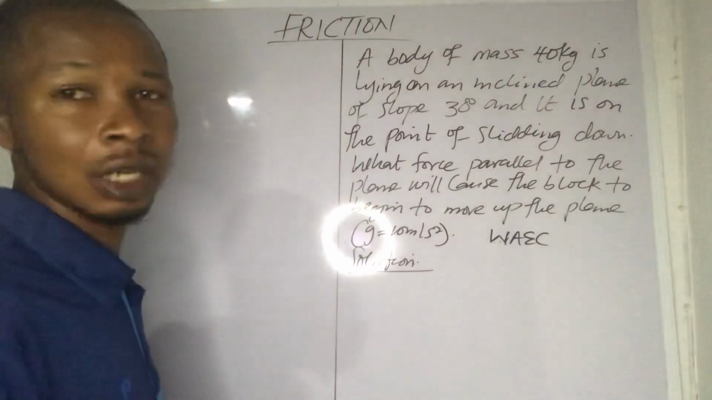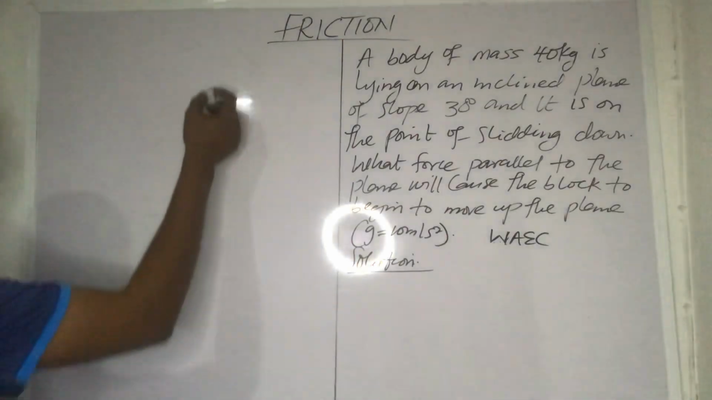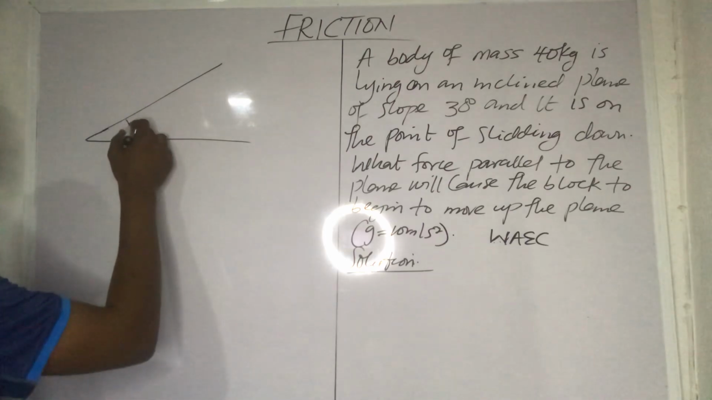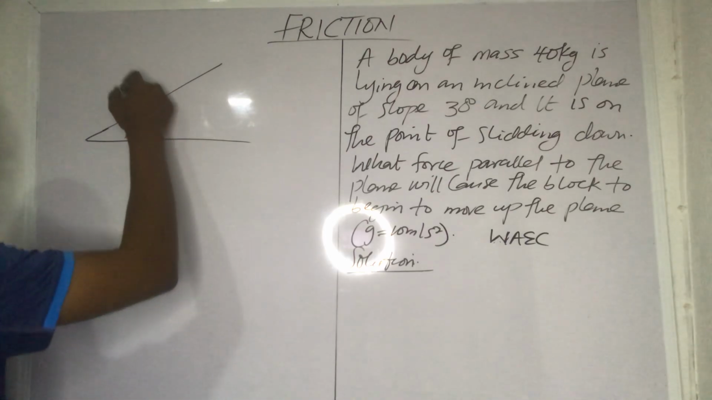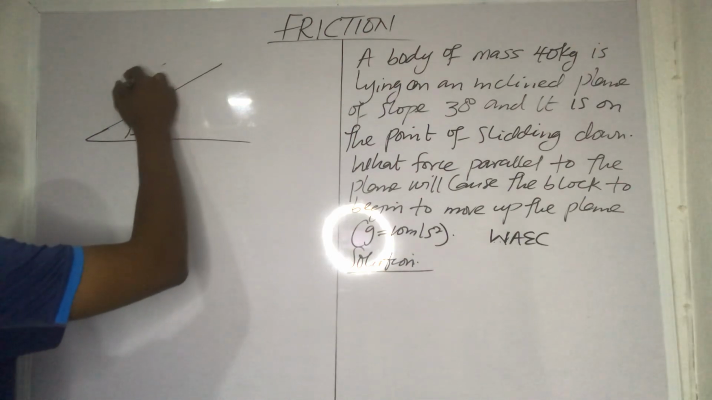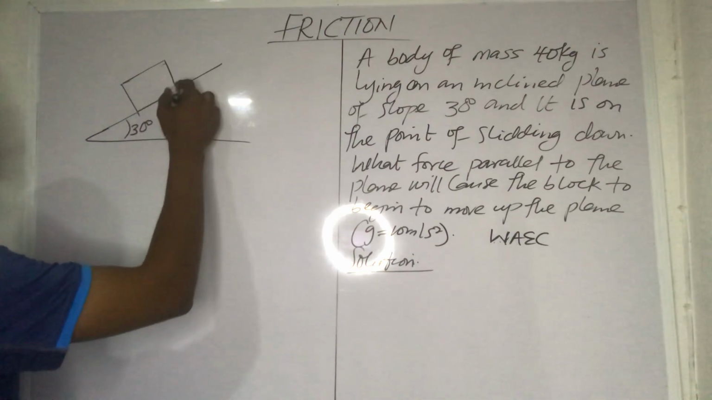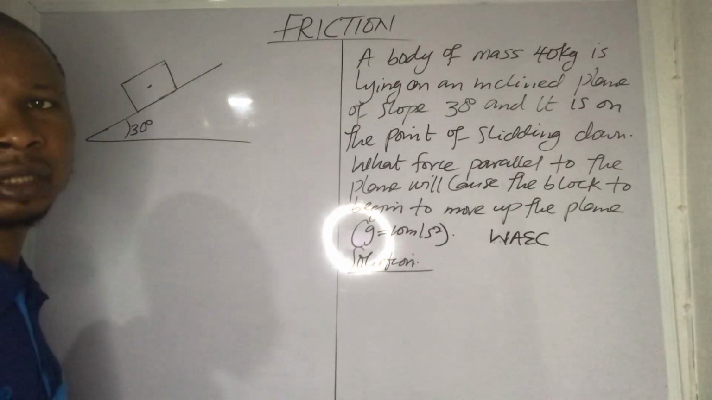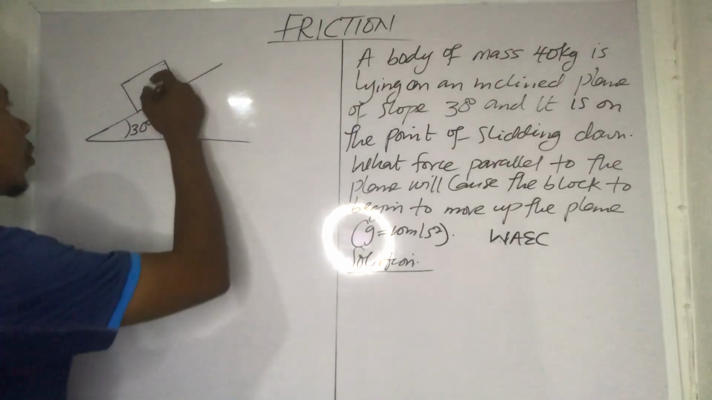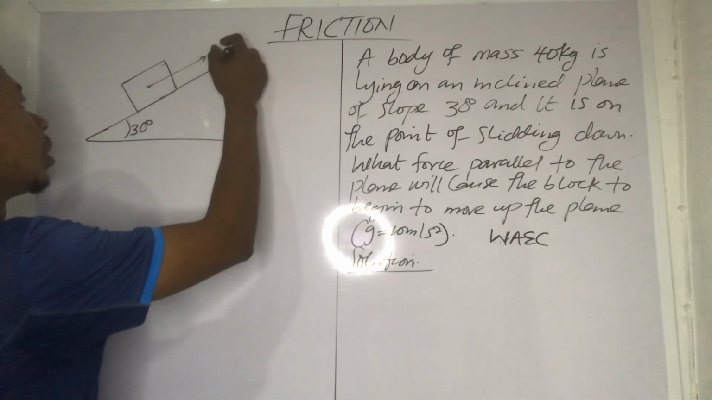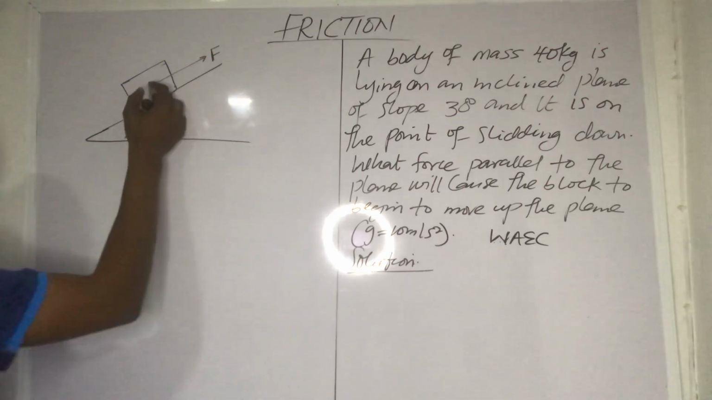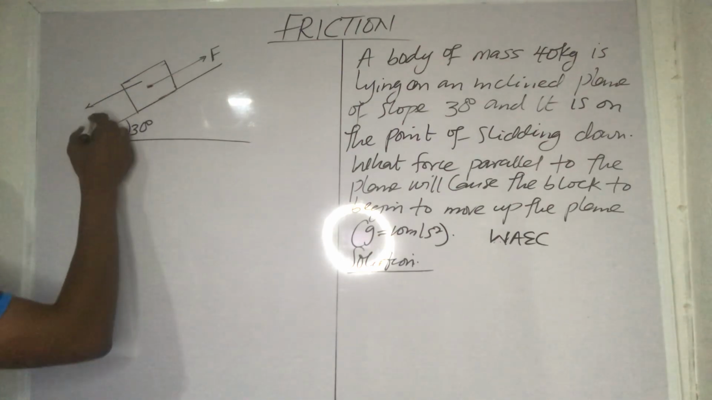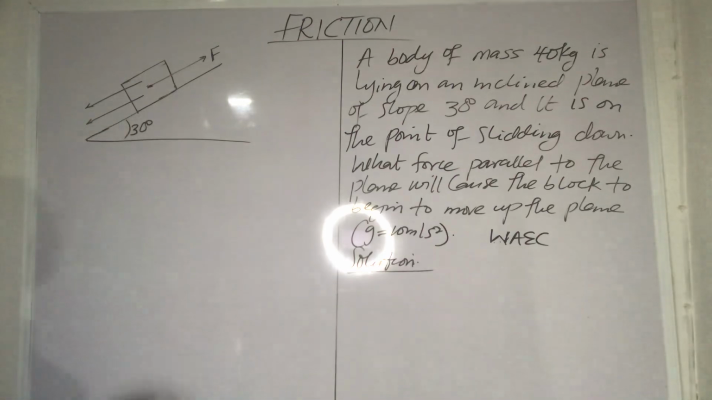Let's look at how the diagram looks. You have an inclined plane of slope 30 degrees. Then you have a block that is lying on it. Now, this block will be acted upon by four forces. You have the force parallel to the plane that wants to drag it up. Then you also have the weight of the body. Then you have friction also.